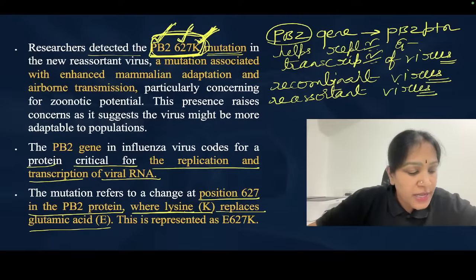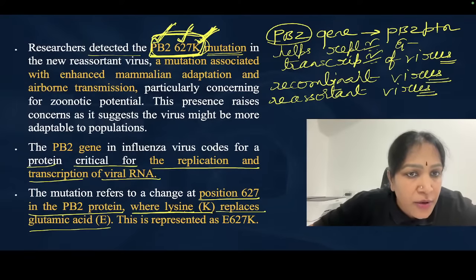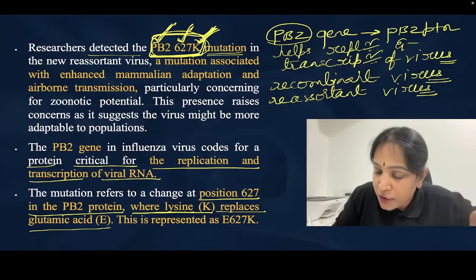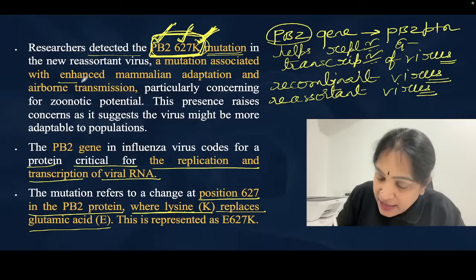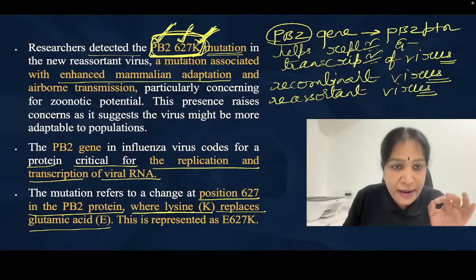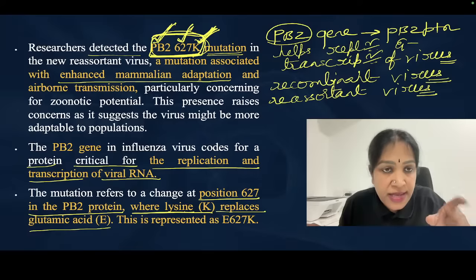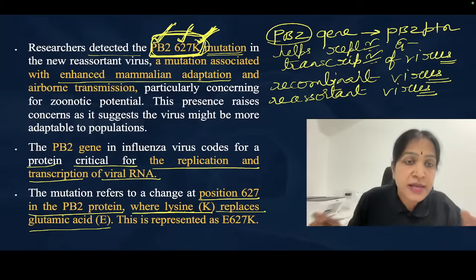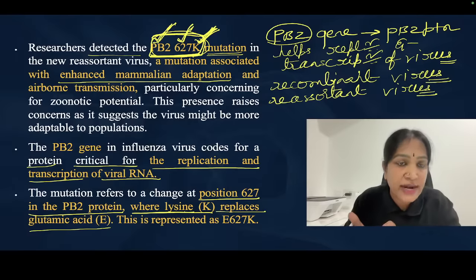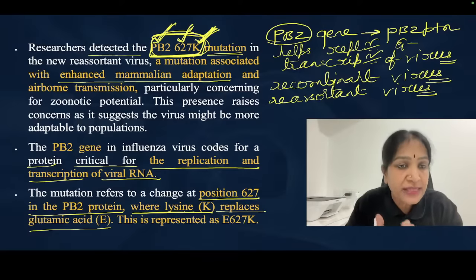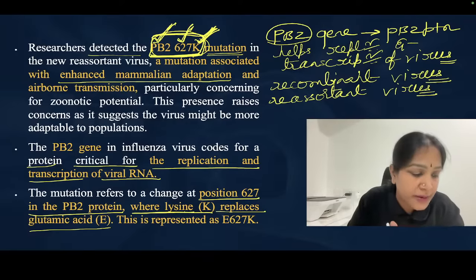Fine. What is the impact of this mutation? The impact of this mutation is enhanced mammalian adaptation, meaning the virus having this mutation is better adapted to mammals, not only birds. It can better adjust. Adaptation means adjustment. It can better adapt in mammals, not only birds. Is it clear?